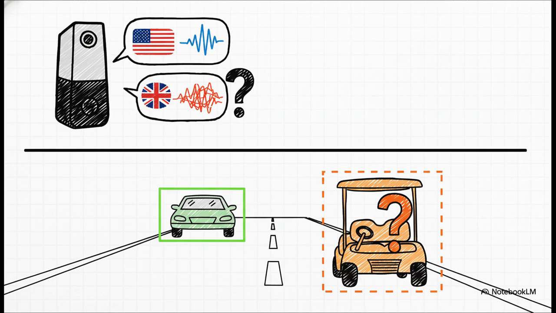This is exactly where the process becomes a loop. You have to grab this new data, the audio of the British accent, the images of the golf cart, and you have to feed it right back into the system to constantly update and improve your model.